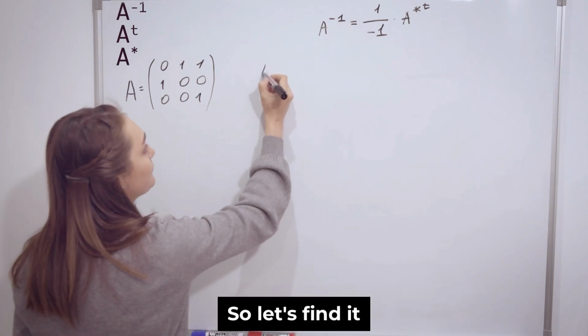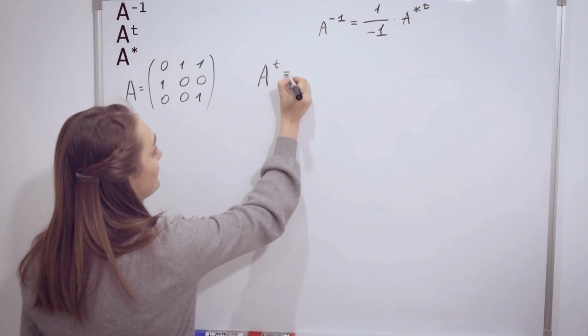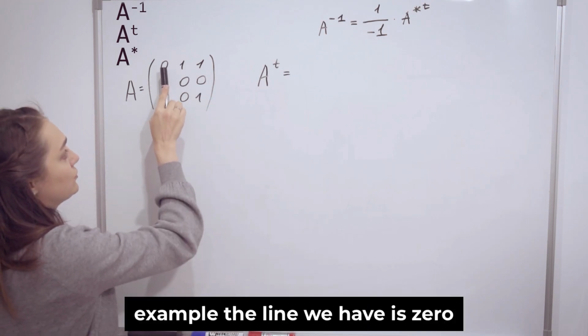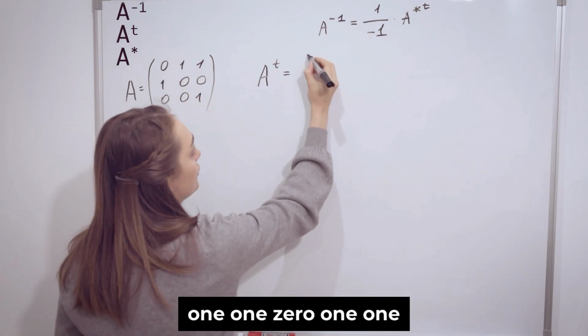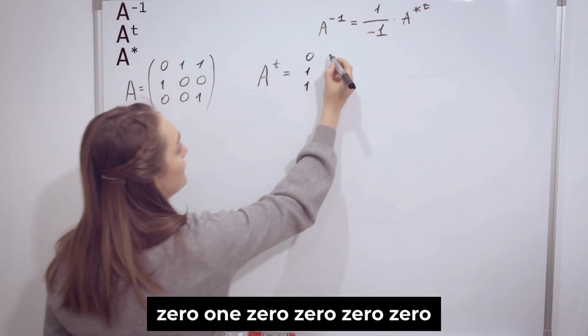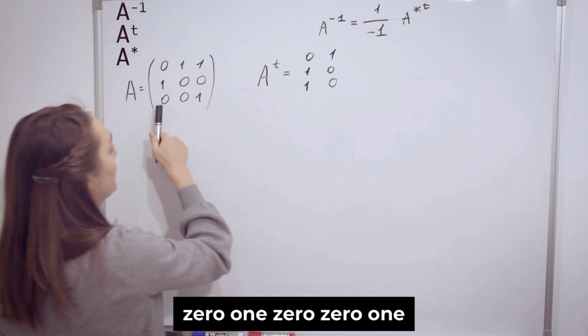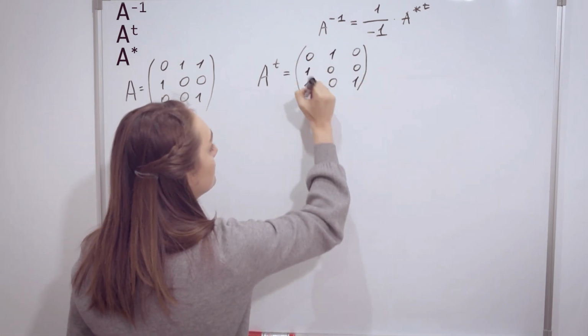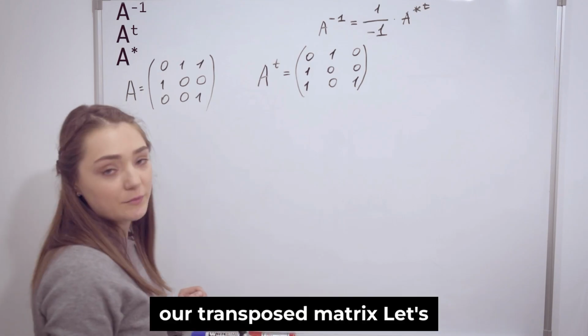So let's find it. It's very simple. We turn each line into a column. For example, the line we have is 0, 1, 1, and in the column we write 0, 1, 1. This is our transposed matrix.